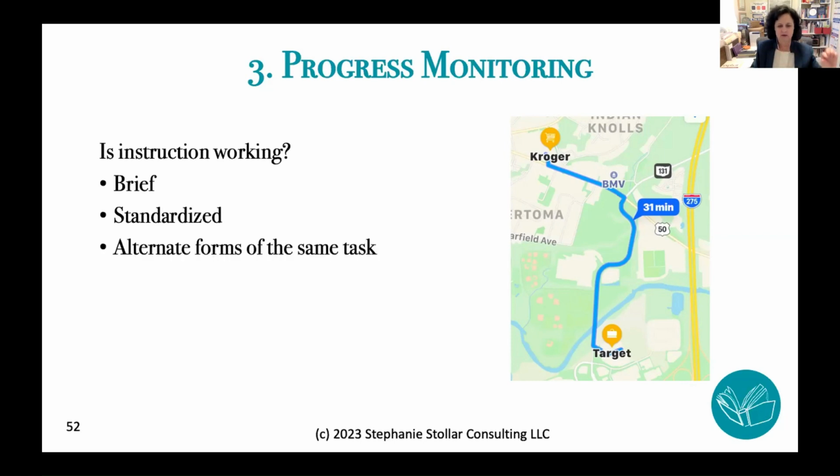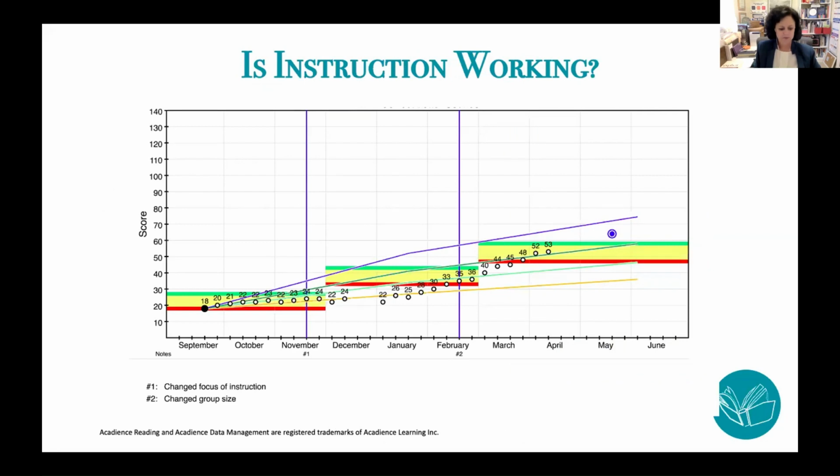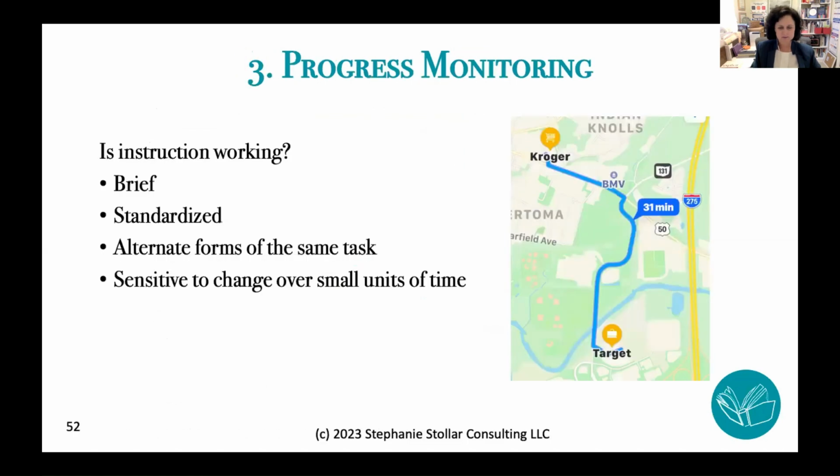Every single time you give it, you're measuring at the same level of difficulty with alternate forms, so that you can see growth over small increments of time, such as weekly. Here's a picture of what that might look like. This is an example, again, with Acadians.